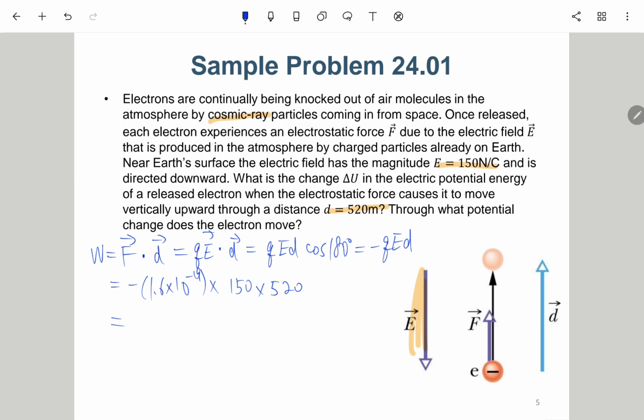So this number is, okay, so actually this one we have a negative sign here. So in that case, it becomes a positive value. So it is actually 1.2 times 10 to negative 14 joule. Okay, so this is actually the work done.